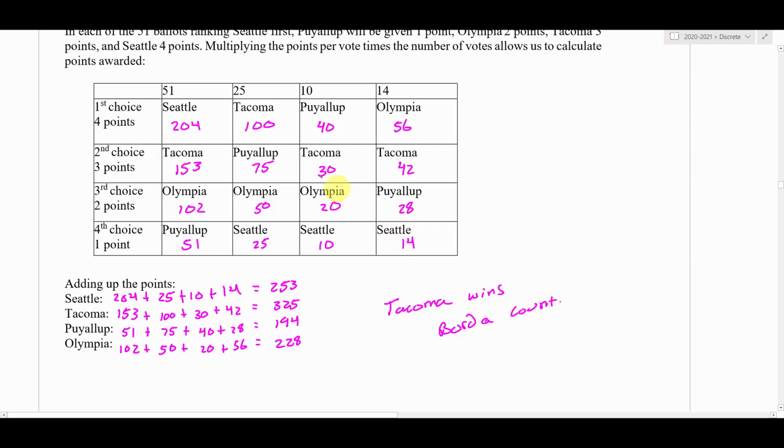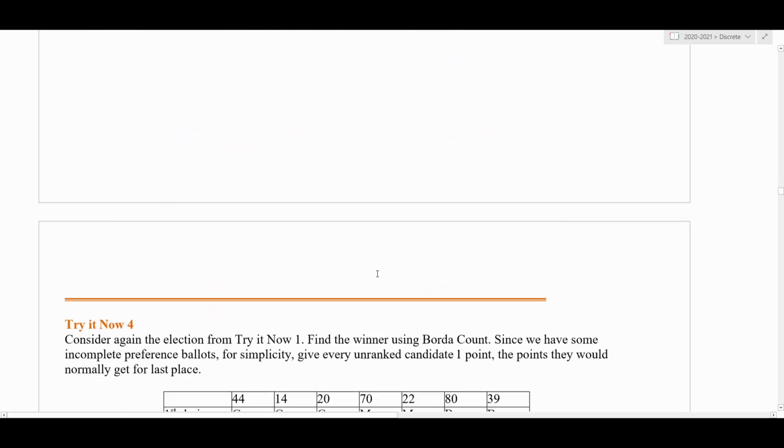Okay, so Tacoma won, so those second place votes ended up being pretty valuable, as those second place votes were the primary reason why Tacoma was able to win that election. So board count gives a lot of weight to not necessarily being first place. You get a lot of weight for being in first place, but you also get a lot of sway in an election for also being the second place choice. All right, so let's take a look at another example. Make sure we got this nailed down here.